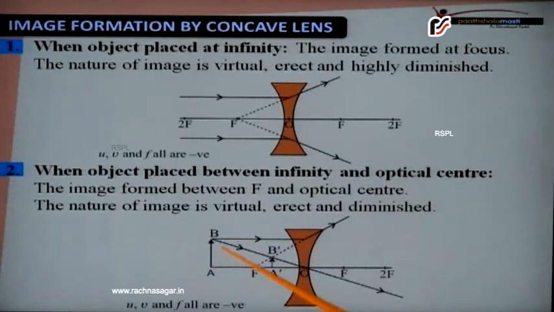Here the object is AB. Object AB is placed in front of concave lens. After refraction, the rays appear to meet at point B dash, that is the final image A dash B dash is formed, which is in between F and O. The nature of image is virtual, erect and diminished.